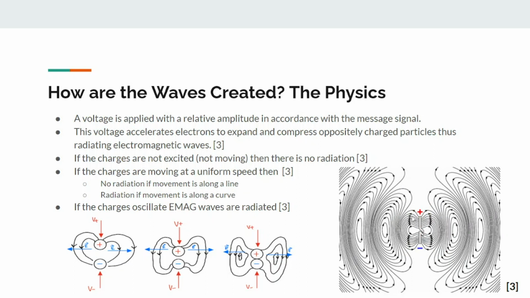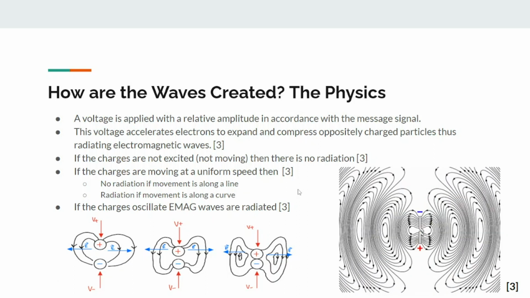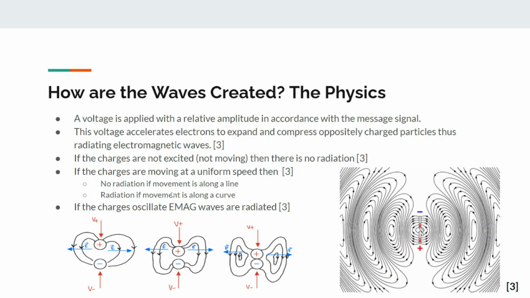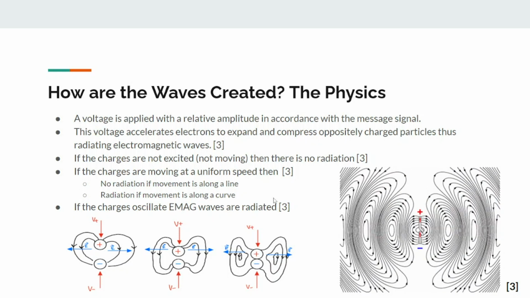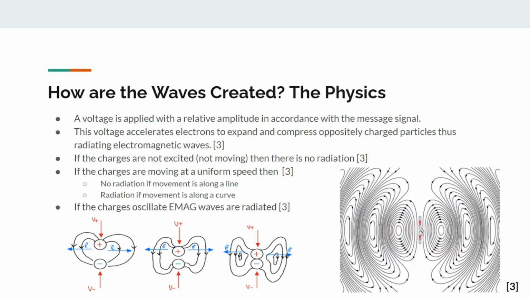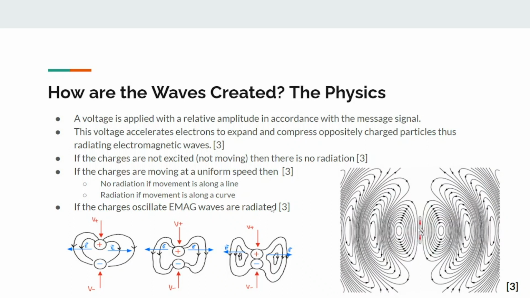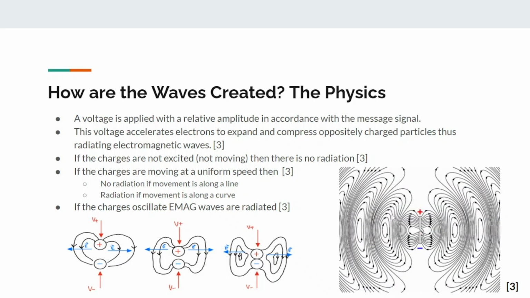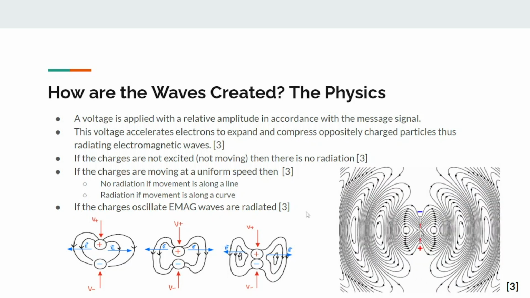It is very useful in actually seeing this in motion. So one thing to note, if the charges are moving at a uniform speed, then there's really no radiation. If they're moving at a uniform speed but in a curved arc, then there is radiation. If there's oscillation, as shown here, positive, negative, then there is going to be radiation.